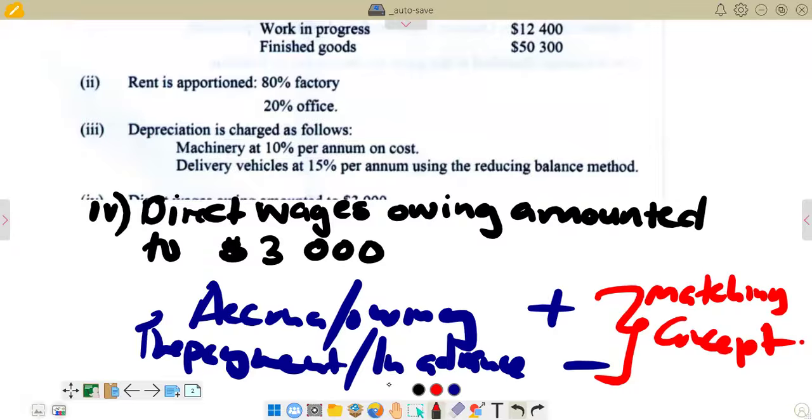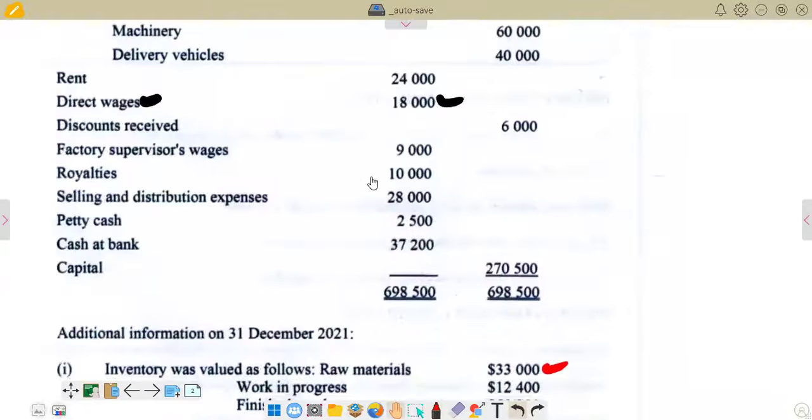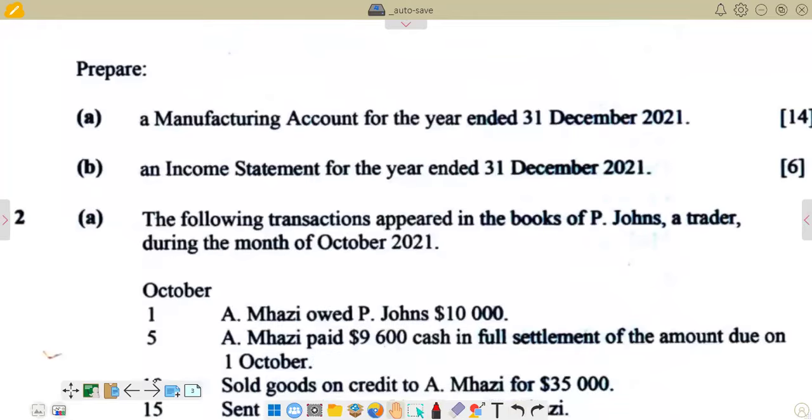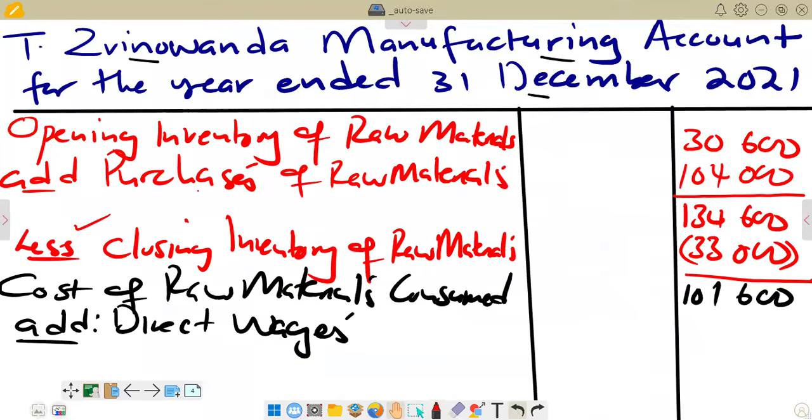So this 3,000, we are going to add to the figure for direct wages that we are given in the list of balances, which is 18,000. So in brackets, we are going to say 18,000 plus 3,000. So we add the two. We are supposed to put it in this column, whereby we are going to get 21,000 here.